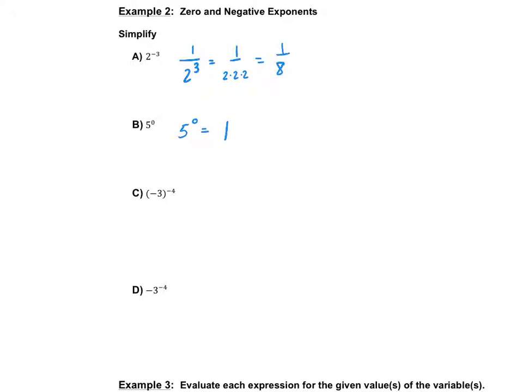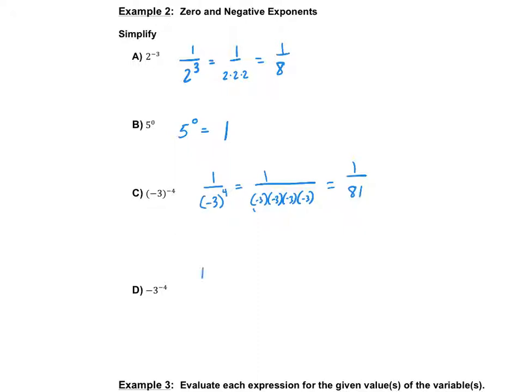Negative 3 to the negative fourth, so what's happening is it's 1 over the negative 3 remains the same. It's the power that becomes positive. So 1 over negative 3 times negative 3 times negative 3 times negative 3, which is going to be 1 over 9 times 9 is 81. And it's positive because there's an even amount of negatives there.